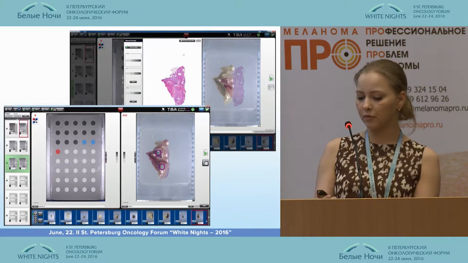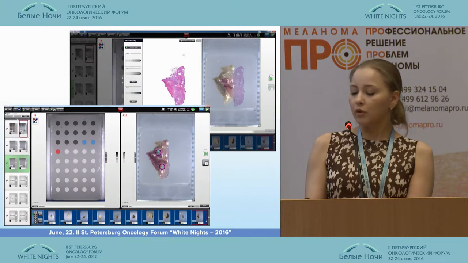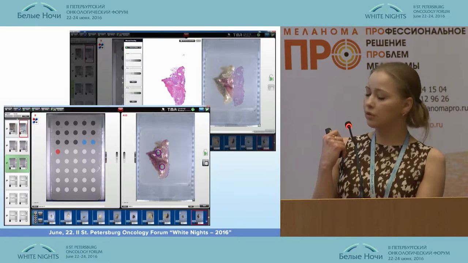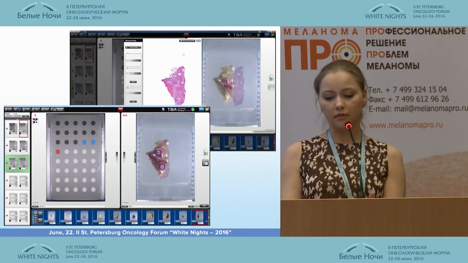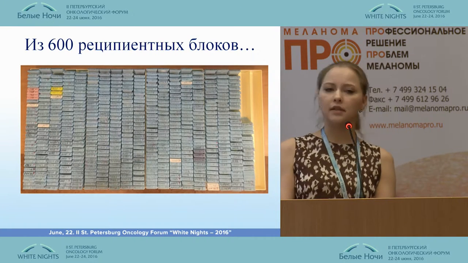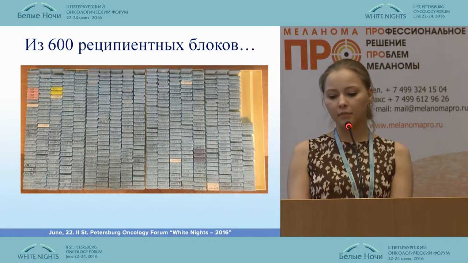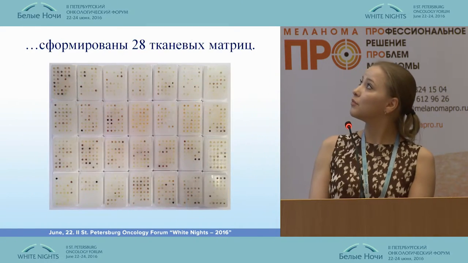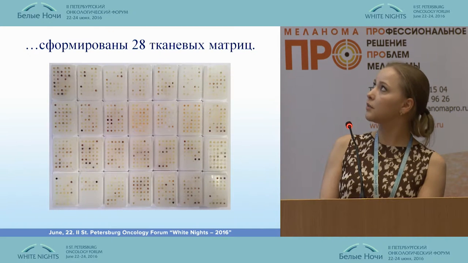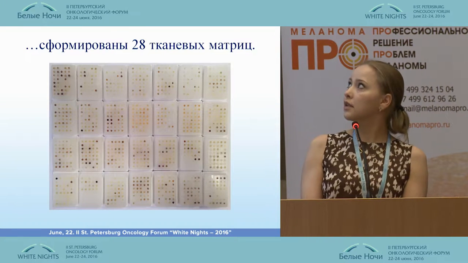That is how we combine the picture for each donor block. So you put together the matrix, and for each tissue sample, you have an address in the recipient block. In one of our works, we set a task. Out of 600 donor blocks, we had to form and create matrices. As a result, we got 28 matrices, and we performed the analysis.